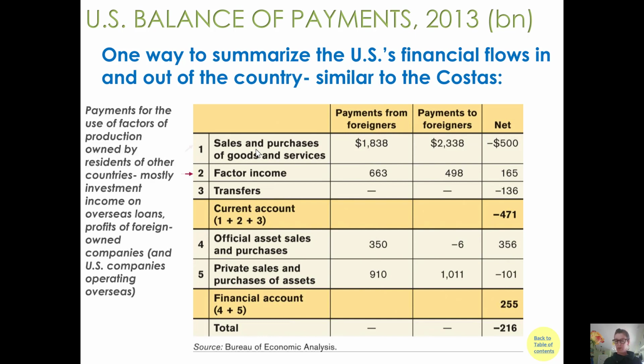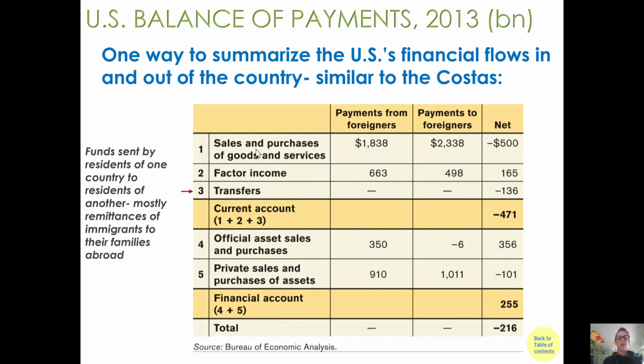And then we've got line 2, which is factor income. This is payments for the use of factors of production owned by residents of other countries, mostly investment income on overseas loans, profits on foreign-owned companies, etc. And then we've got transfers, and transfers are wires of money back and forth between countries for which there is no obvious payment for a good or service. So this would be, for instance, families from Central America that work in the U.S. might send part of their money back to support families at home.